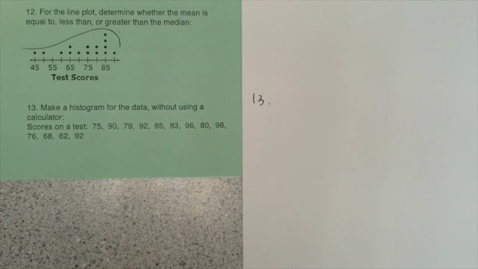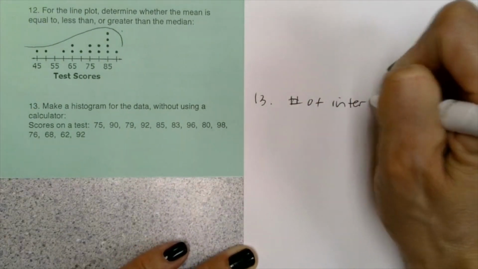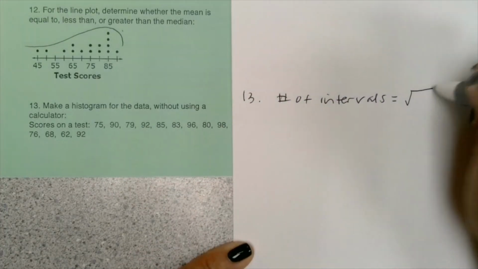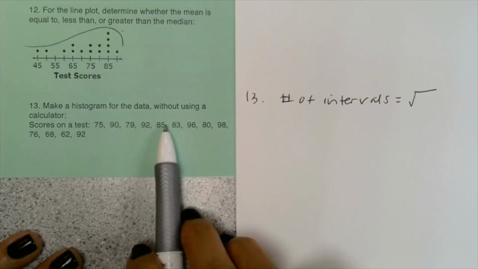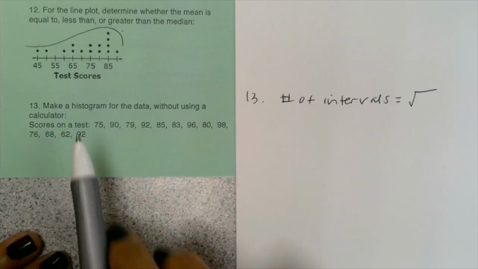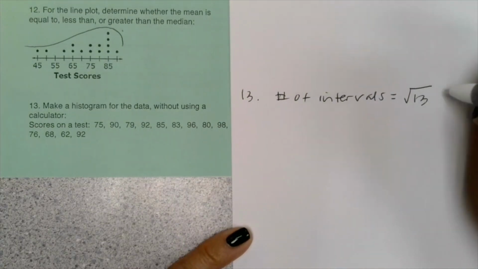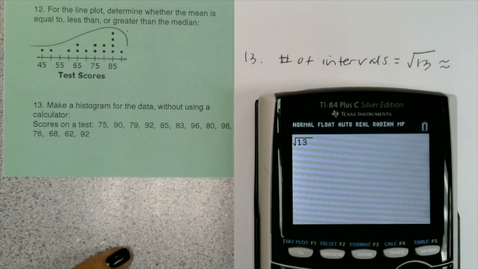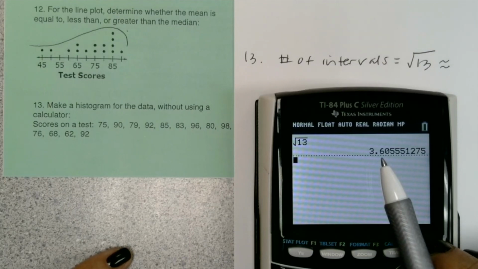13 says make a histogram for the data without using a calculator. So what we're going to do first is we're going to determine the number of intervals. So to find the number of intervals, what we do is we take the square root of the number of data values. So 1, 2, there's 13 values. So we're going to go square root of 13, and the square root of 13 is approximately equal. It says 3.6, so we'll approximate that to 4.